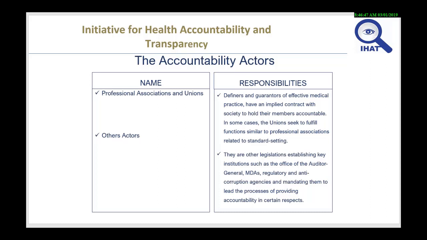There are other legislations establishing key institutions such as the Office of the Auditor General, the MDAs, and regulatory and anti-corruption agencies, and mandating them to lead the process of providing accountability in certain areas. It is to be noted that the Office of the Auditor General of the Federation is very key, and similar structures also exist at the state level to ensure that funds are used for what they are provided for, and also in line with extant guidelines concerning financial regulation and control.